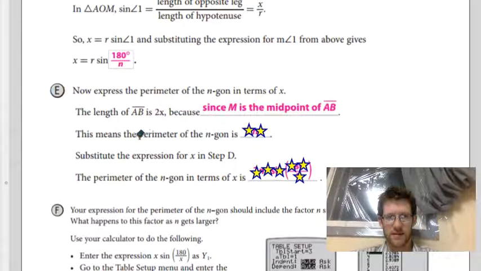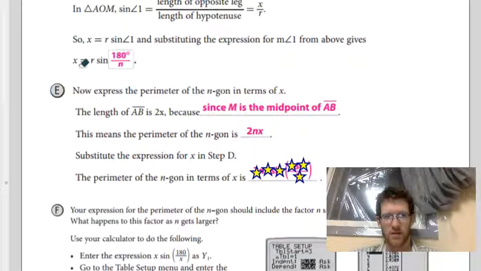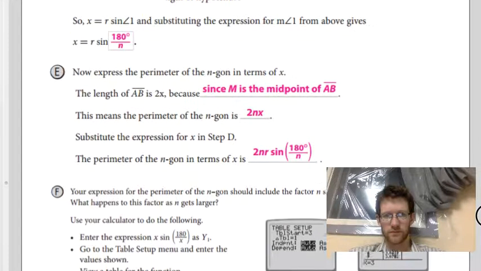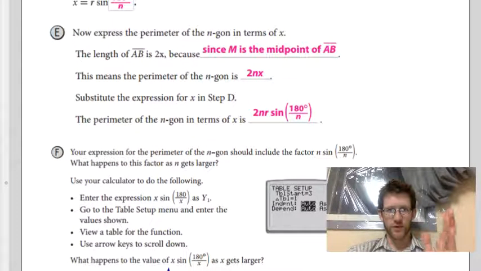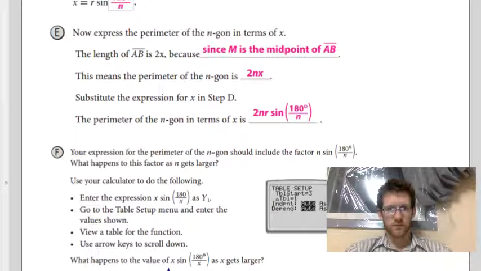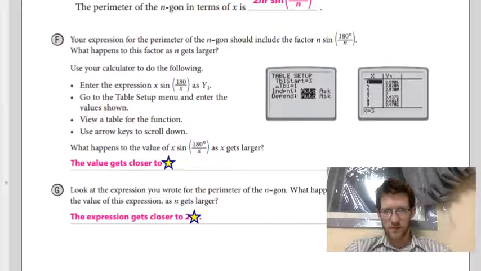So we have 2x. So the perimeter of the n-gon is 2 times x times n. And then we can plug in our expression for x. So 2 times n times r times the sine of 180 over n. Cool. We're almost there. Now we can start to basically calculate pi.